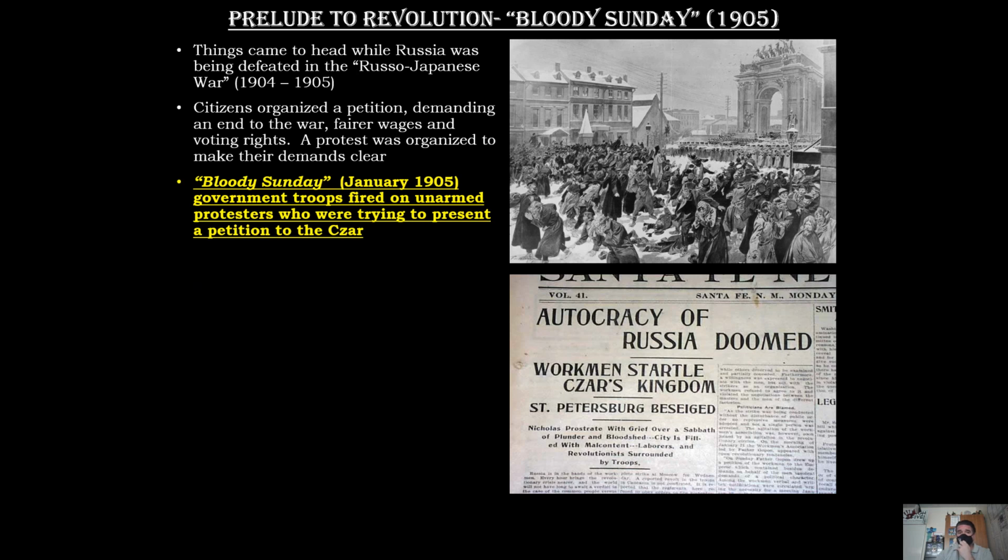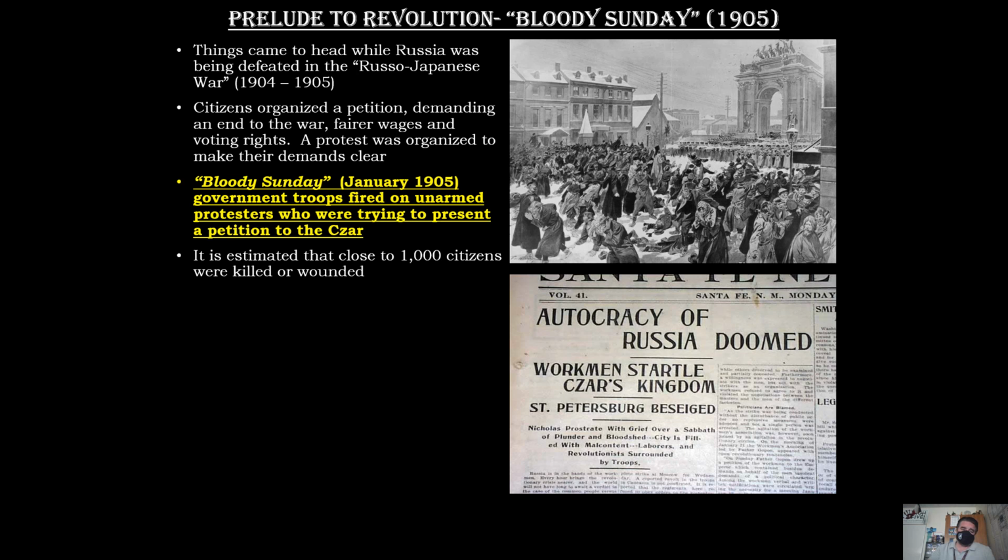January 1905, government troops fire on unarmed protesters who were trying to present a petition to the Tsar. He has his own people shot. You're going to see from here leading forward, the government, particularly Tsar Nicholas II, is going to get less and less popular. Things are going to really strain the relationship. And ultimately, it's going to lead to a full-on political revolution.